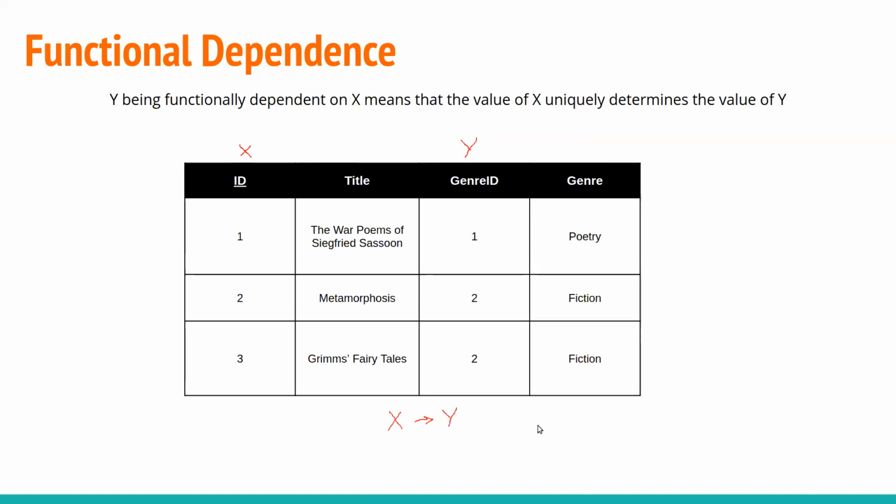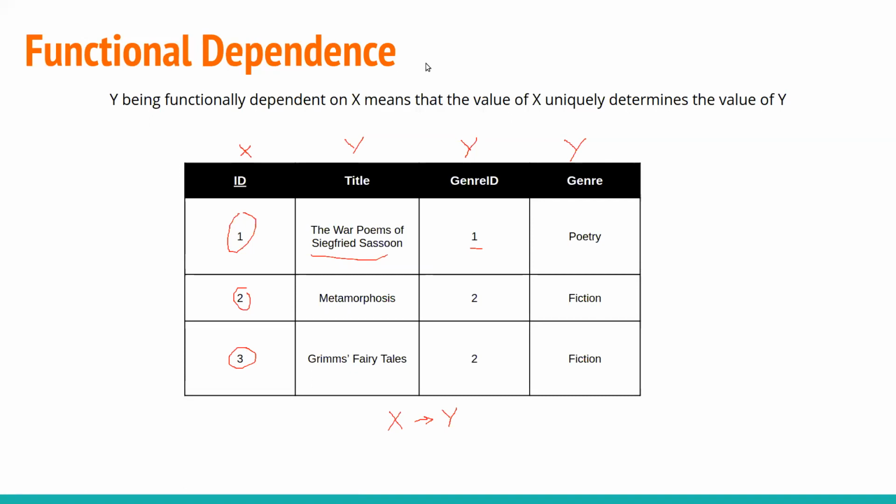The answer is yes, okay? Because we always know now, if the ID is 1, we know that the title is the War Poems of Siegfried Sassoon, and we know that the genre ID is 1. So whichever one we make Y, it doesn't matter. We could make any column in the table Y. It's always going to be functionally dependent on X. X uniquely determines every single one. If we know the ID, we know the genre. If we know the ID, we know the genre ID. If we know the ID, we know the title, okay?